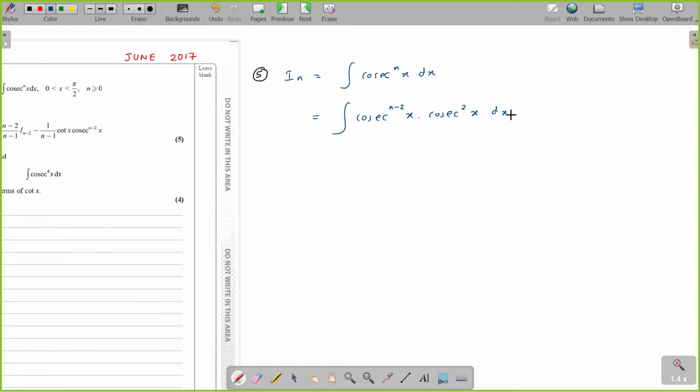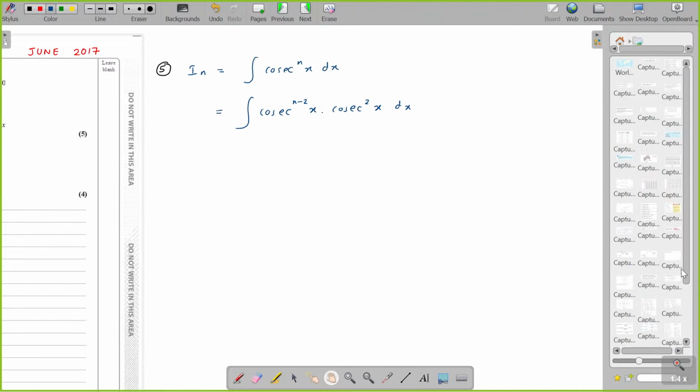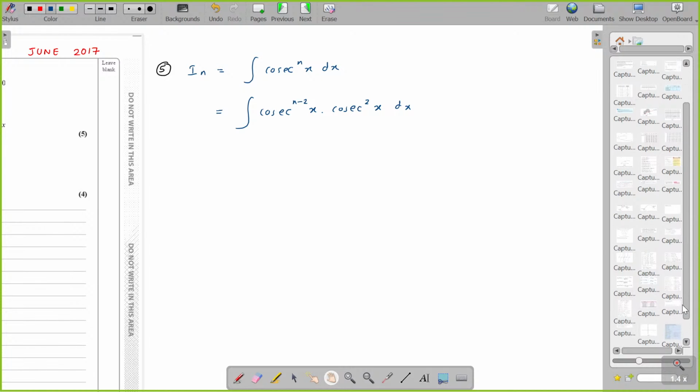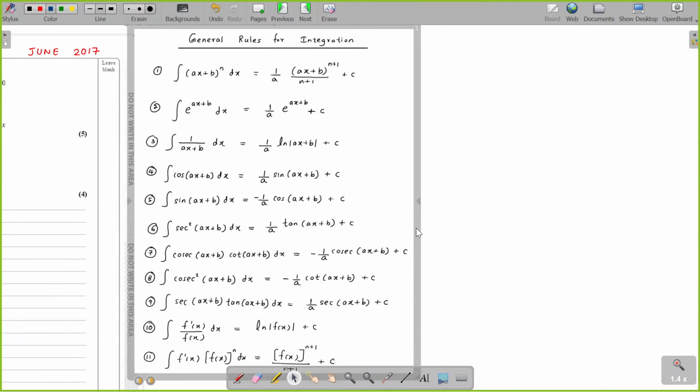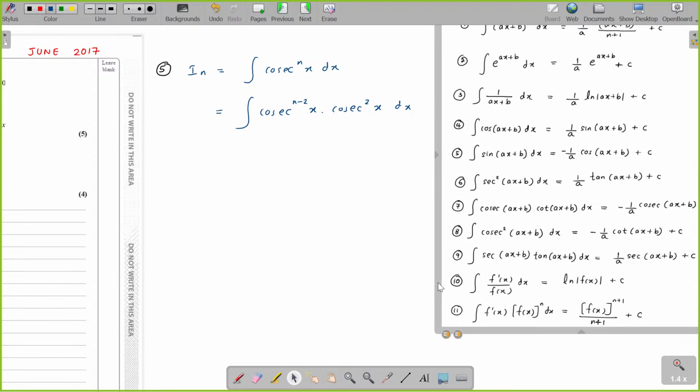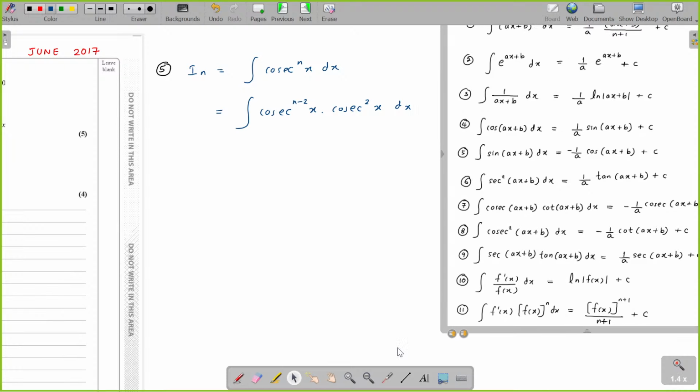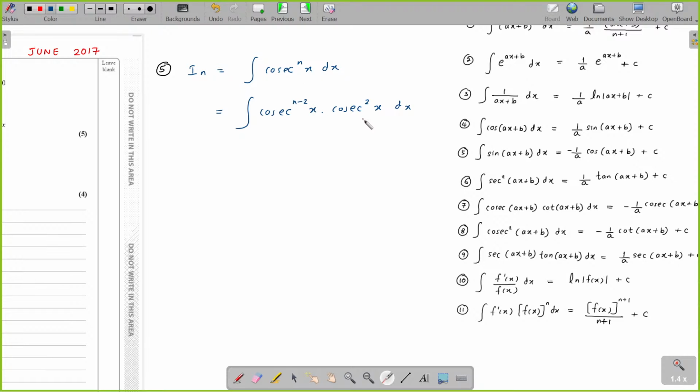Why do I go like this? Do we know how to integrate cosec square x? Let me take my rules. Okay, so these are my integration rules. You can see that we know how to integrate cosec square. So this is one of the reasons that we break this up as cosec n minus 2 into cosec square, because we know how to integrate cosec square. These are the rules I have written in P4.